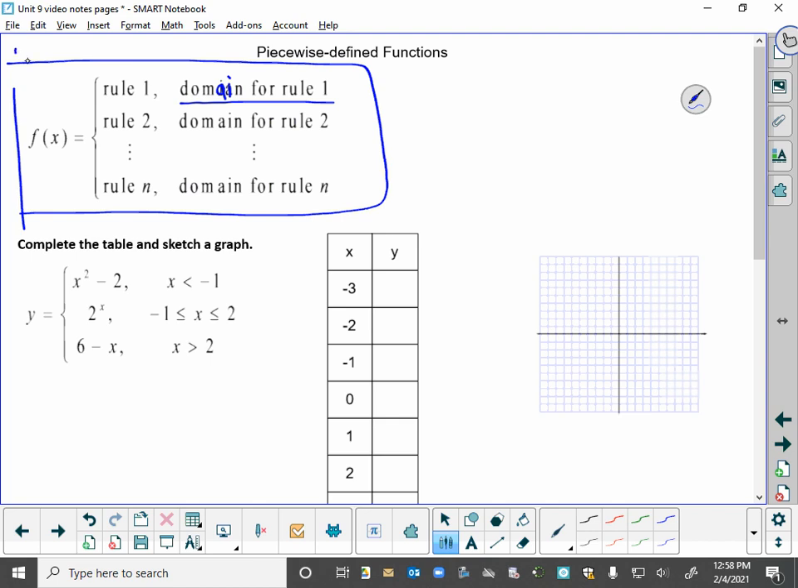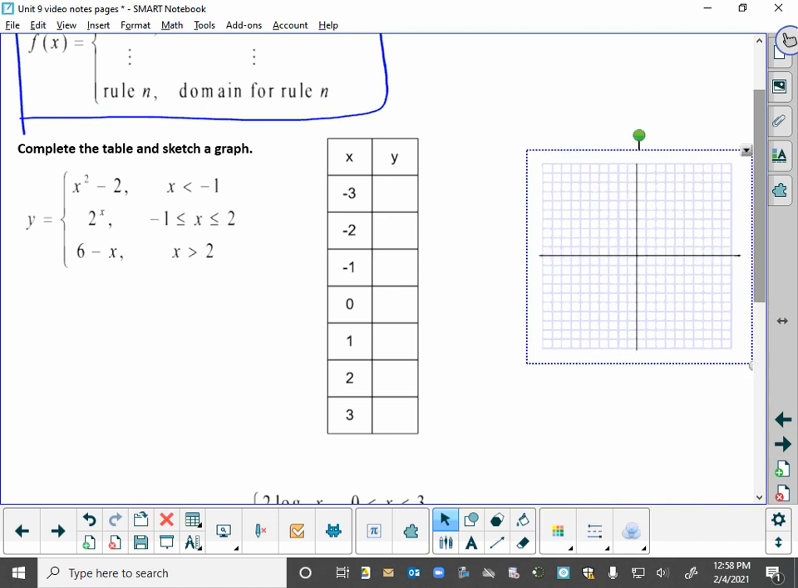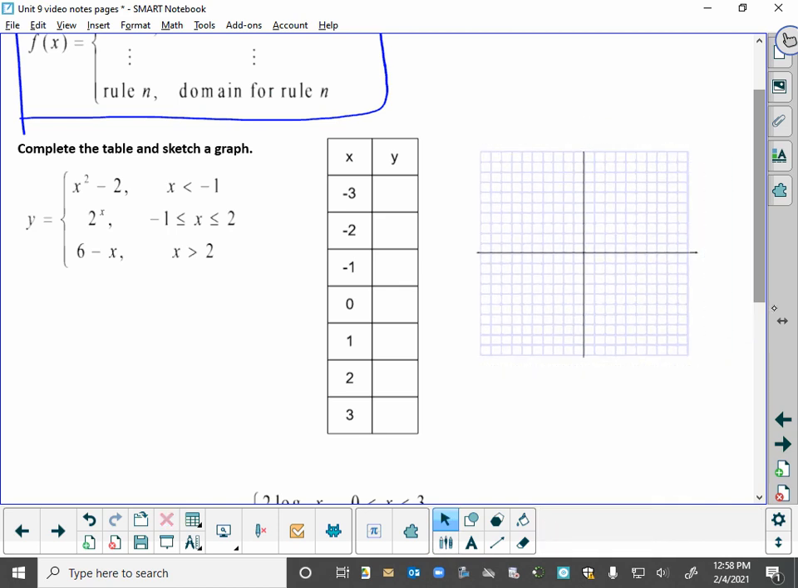Okay, so let's look at some examples. Here's one where there are 3 different rules depending on where you are. And they're asking us to complete a table for this and then sketch a little graph. Now it looks like I made that graph really small. I can make it a little bit bigger. Okay. So to begin with, it says the first x is -3. So the first thing I have to do is decide where is the domain that will accept a -3.